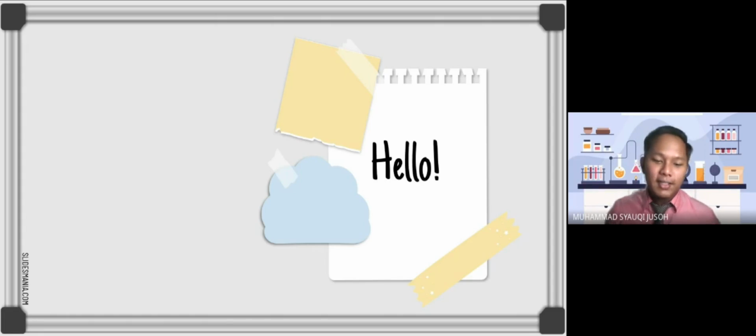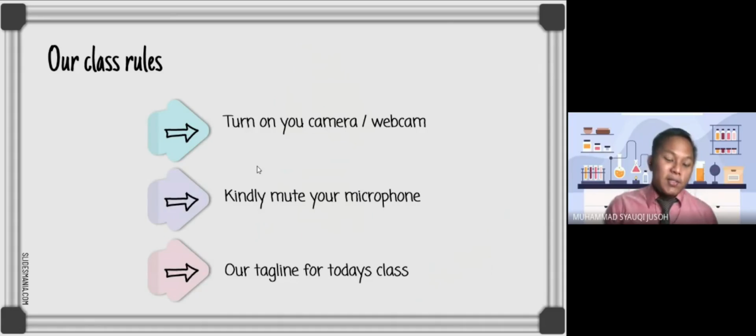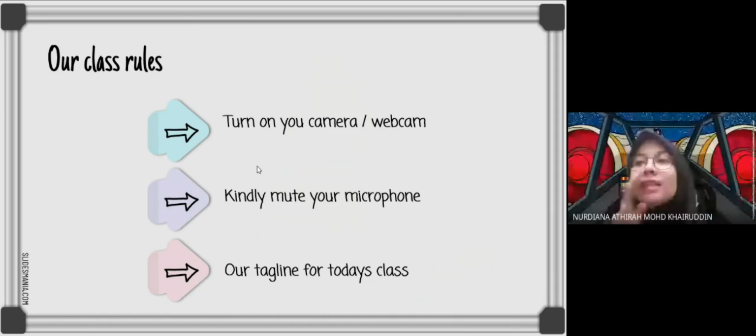Now I will explain some rules for our class for today. Please pay your attention, okay? As you can see here, our first rule is please turn on your camera as long as you're still in my class, except for those who are having problems with their internet connection. Number two, kindly mute your microphone during our learning session. And our third rule is our tagline for our class today: whenever I say who's the best, all of you need to reply, we are the best. Okay, everyone?